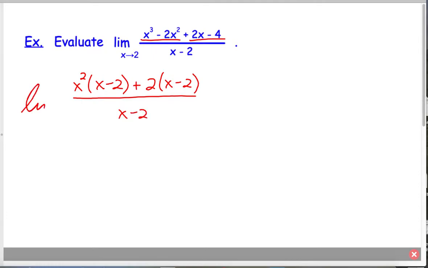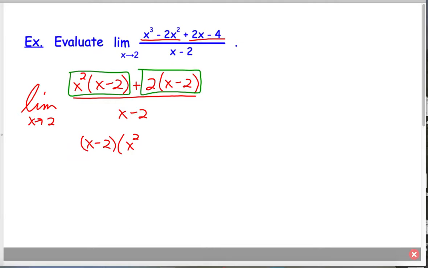So I'm trying to do the limit as x approaches 2 of this. Now in the numerator, I really have 2 terms. There's one, there's the other. They both have a common factor of x minus 2. So I can factor x minus 2 out of both of those terms, and I'm left with an x squared from the first green box, and then plus a 2 from the second green box over x minus 2. And lo and behold, we can cancel factors, so those cancel out.